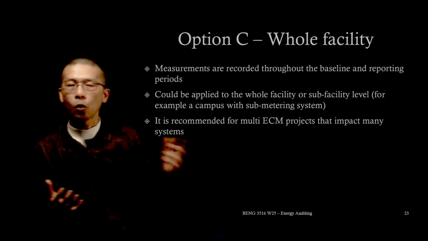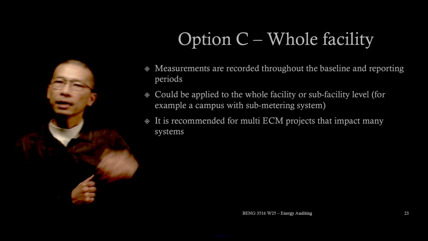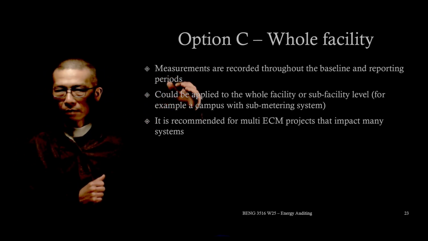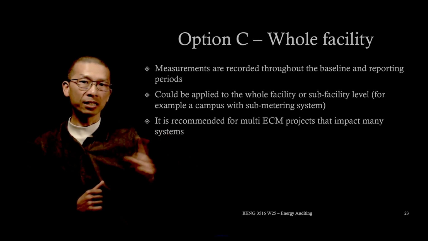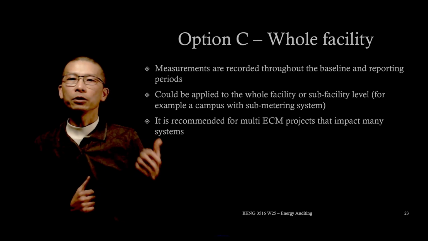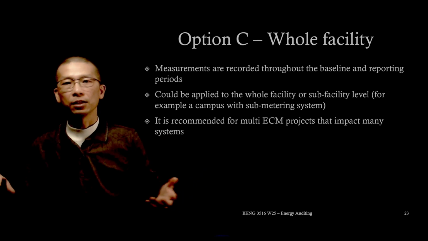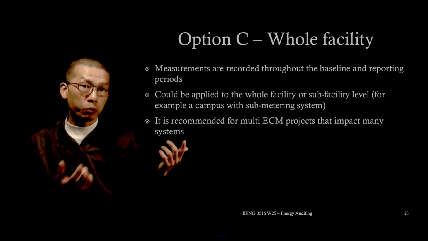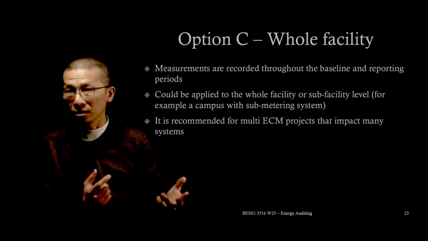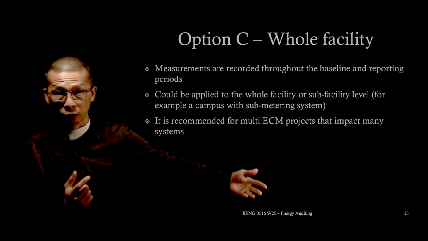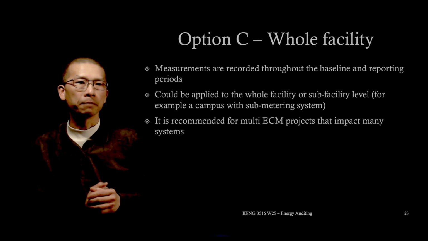Option C, whole facility measurement. It measures the total energy consumption at the facility level, so a higher level now, not individual equipment, both before and after ECM implementation. It uses utility provider meters, like the electricity bills, natural gas, and water. It does require adjustment for weather, occupancy, production, and so on, to isolate ECM savings.